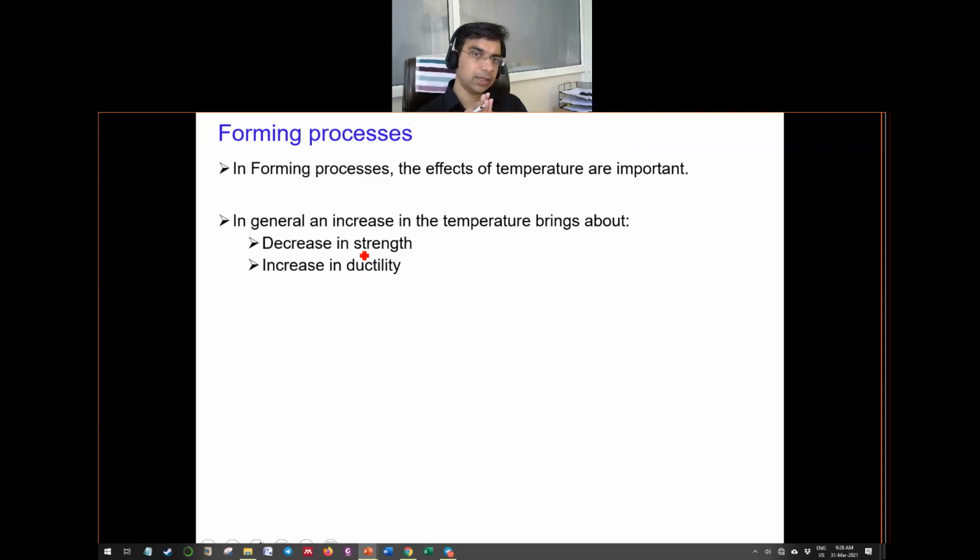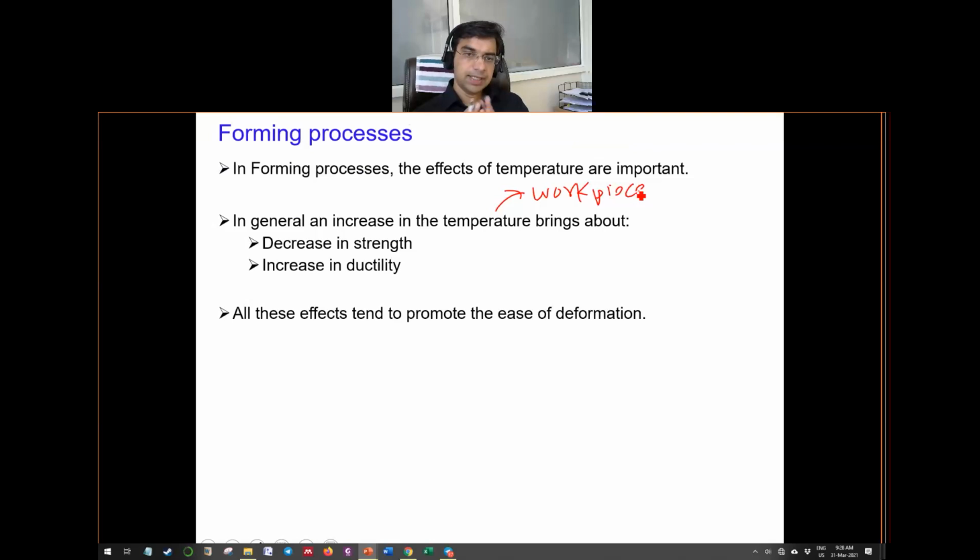A similar analogy exists even in forming processes, where basically you are trying to change the shape, but when you increase the temperature of the workpiece, the strength may decrease and the ductility will increase. So this basically promotes ease of deformation.